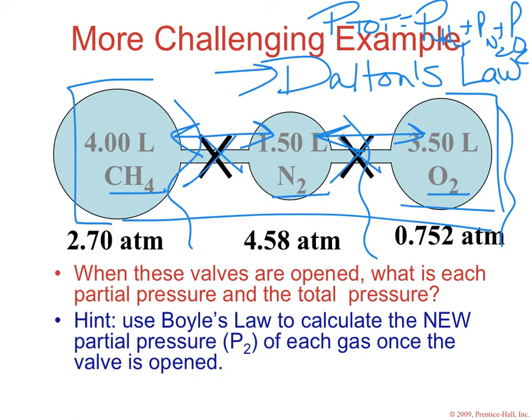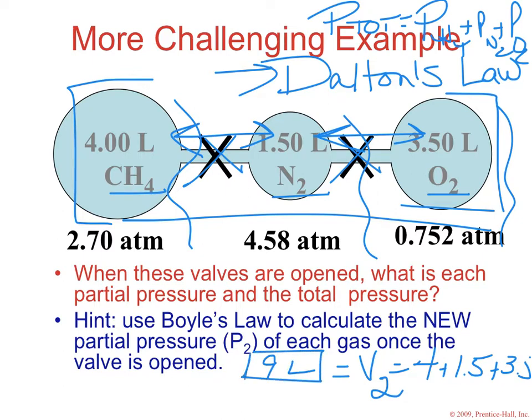So what have we done to volume when we have opened these valves? The volume for all three gases will now be the same. So the second volume, or the new volume, will be 4 plus 1.5 plus 3.5, and so the new volume will be 9 liters. So kind of keep that in mind. You've changed volume when you open the valves.